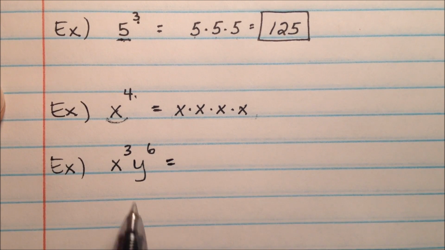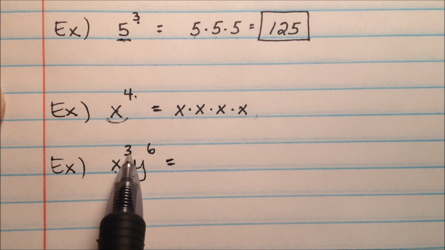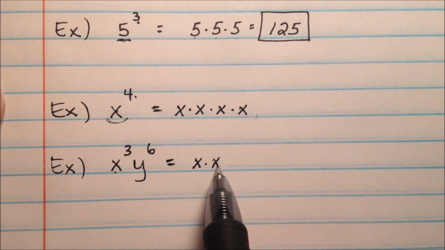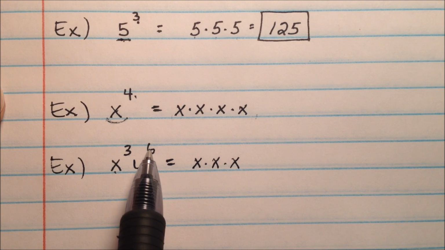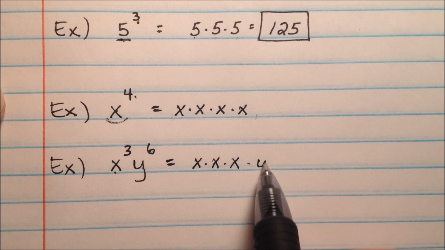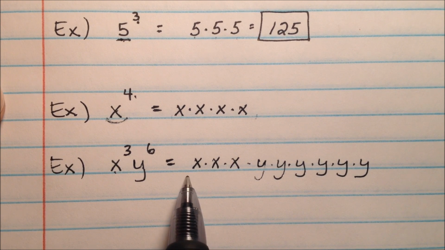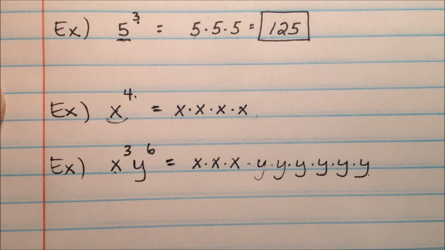In this next example, we have x cubed y to the 6th. So what does that mean? Well, this 3 here, which is cubed, goes with the x, so we know we're going to have 3 x's being multiplied together. And this 6 goes with the y, so we know we're going to have 6 y's being multiplied together. So 2, 3, 4, 5, 6. And again, this is just expanded notation. This is what we would do if we actually had values for x and y. We would multiply them that many times. So in algebra, we're not always going to be given nice numbers. Sometimes we're going to have to work with variables, x's and y's.